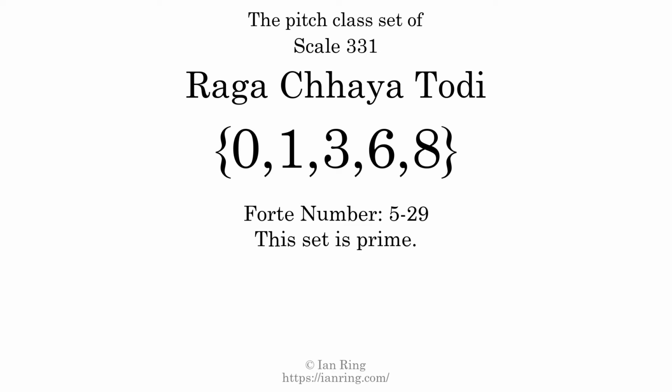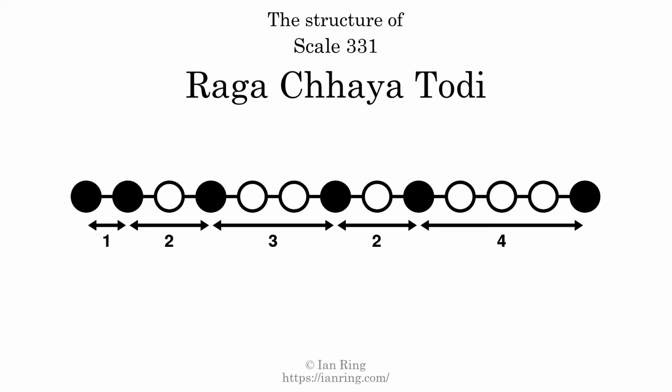The Forte class is 5-29. This set is prime. The structure of a scale is a description of the interval distance between each successive tone. This scale has a structure of 1 2 3 2 4.